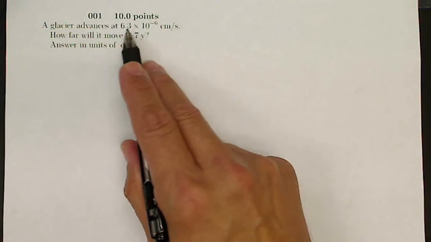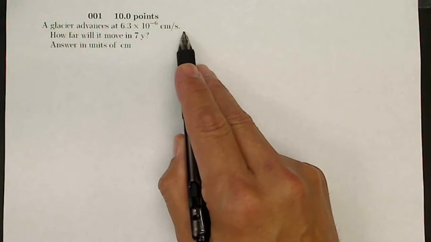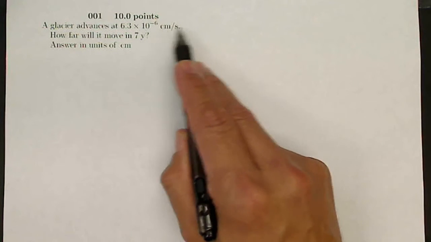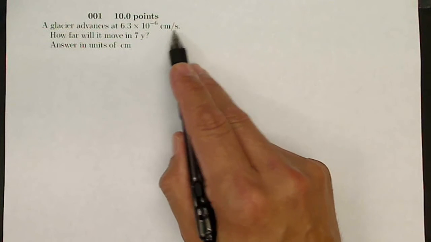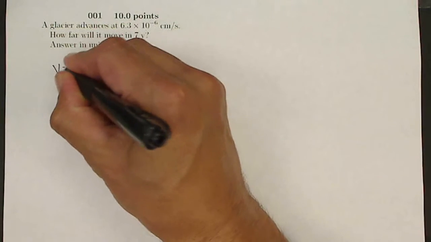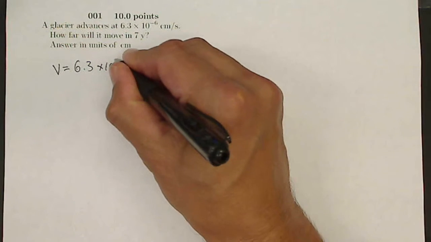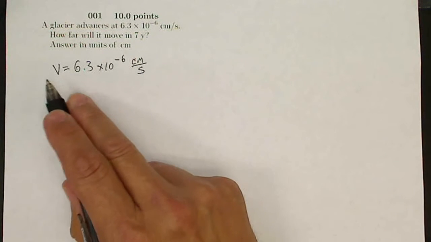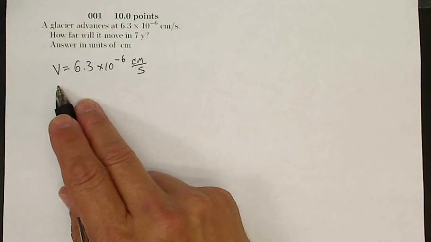Well, the glacier advances at 6.3 times 10 to the minus 6th centimeters per second. I've just seen a number with some units. Centimeters divided by seconds. That is a measure of distance, and that is a measure of time. Anytime I have distance divided by time, that gives me a speed or a velocity. So I'm going to write that my velocity equals 6.3 times 10 to the minus 6th centimeters per second. It could be velocity, it could be speed. We know that velocity actually includes a direction, but this is good for now.